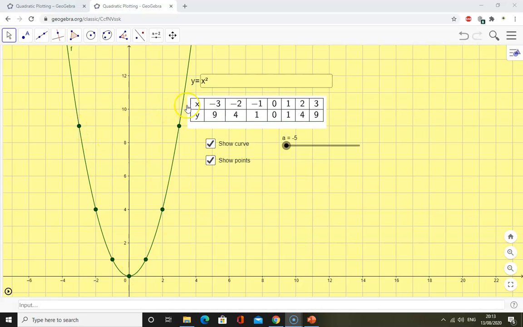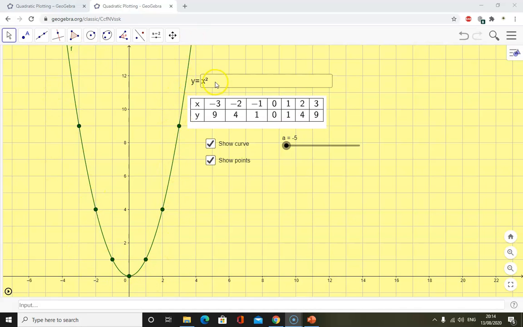So this point, for example, is the first one, which is minus 3, that's minus 3 and 9. This point is 0, 0. This point is 1 and 1. And then you got 2, 4. And then you got 3, 9. This is the graph you got.